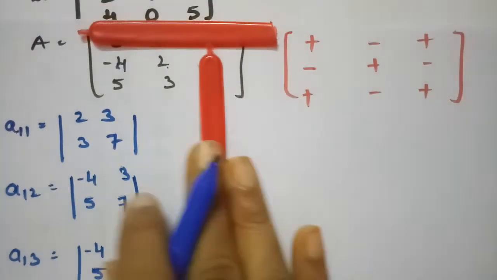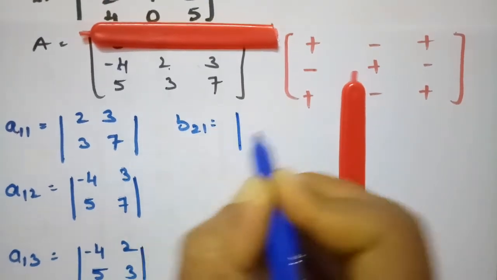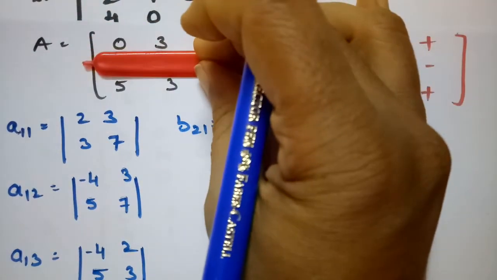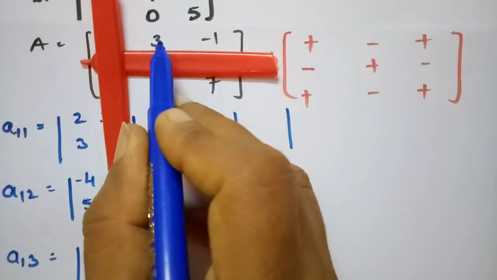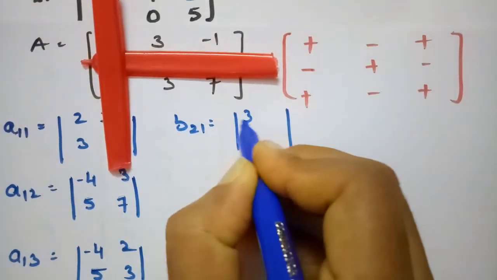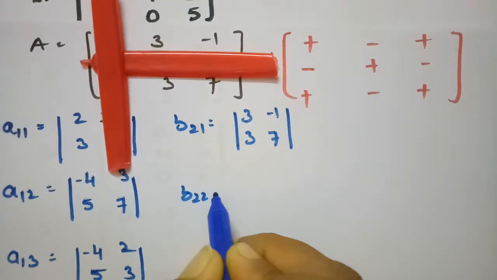And the next position here is B, second row and first column. So this will be C, second row and first column. So now I'll close this one. After closing this, this will be 3 minus 1 and this is 3 7. So this is 2 2.